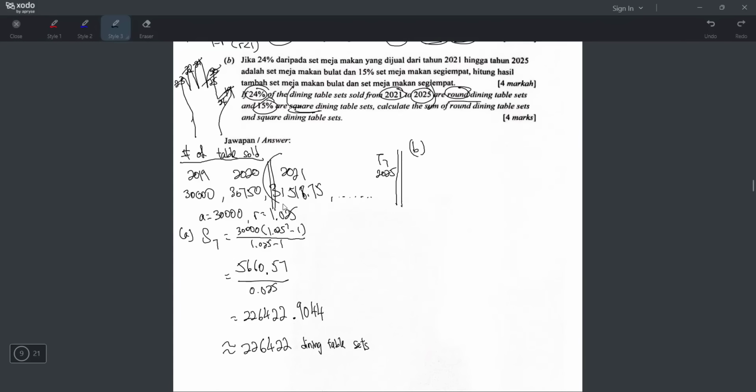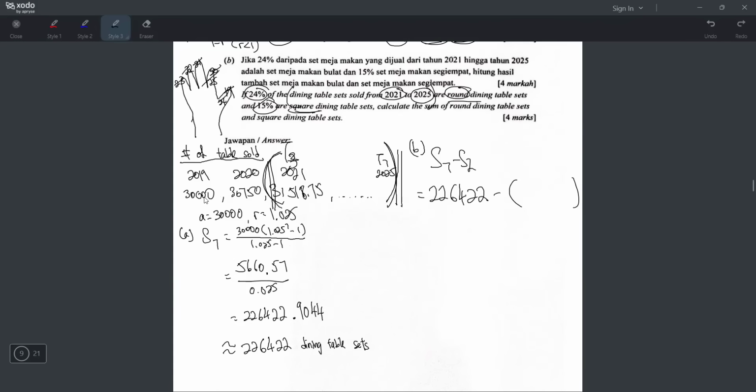Okay, if I want 2021 to 2025, I need to do S7 minus S2, because you want from the third year until the 7th year. Yeah, this is T3, right? T1, T2, T3. So if you want the third year to the 7th year, you have to do S7 minus S2. Okay. But the S7, I already know the answer. It's 226422. But minus S2. Of course, you can use the Sn formula again, but I will not do that.